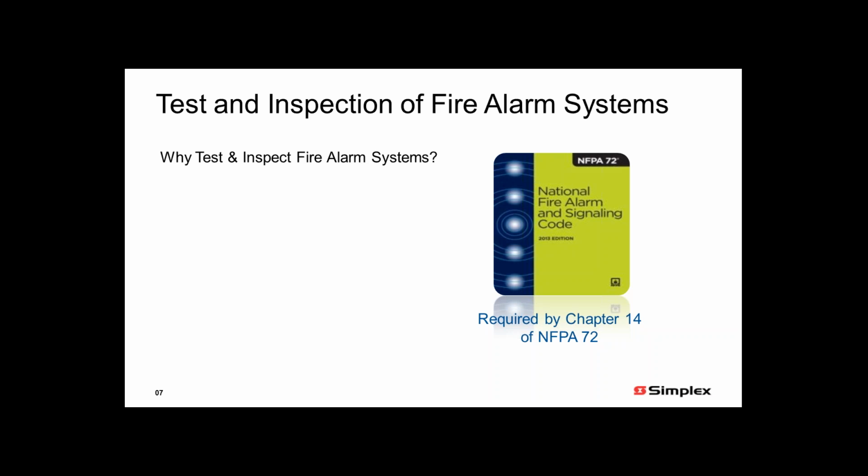I sit on a couple of chapters on 72. I'm on the Supervising Station Committee, Chapter 26, how signals are sent off-site. And I'm also on the new Chapter 24. Well, I say new, kind of the old Chapter 24 now, for emergency communication systems. All voice communication systems and mass notification fall under it.